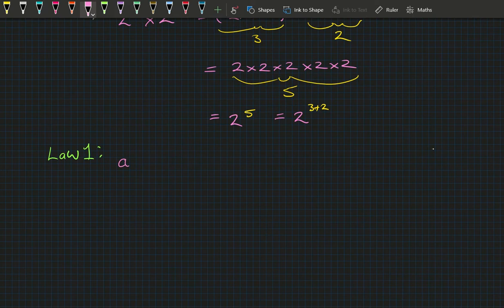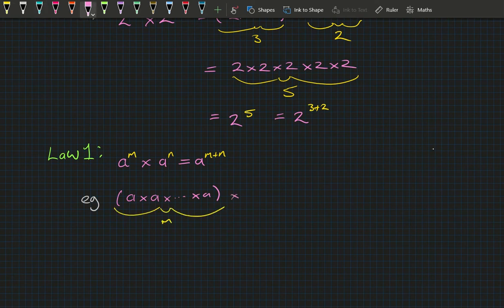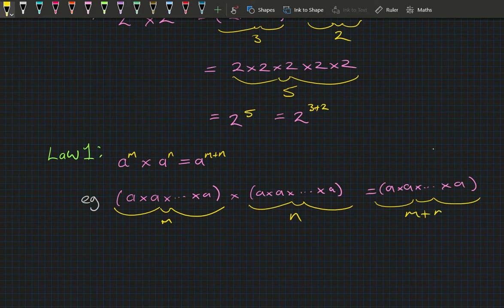which is a to the m times a to the n will equal a to the m plus n. If I expand those exponentials, a to the m is a times a times a, m times, and a to the n is a times a times a, n times. And now we're repeatedly multiplying a, m plus n times.